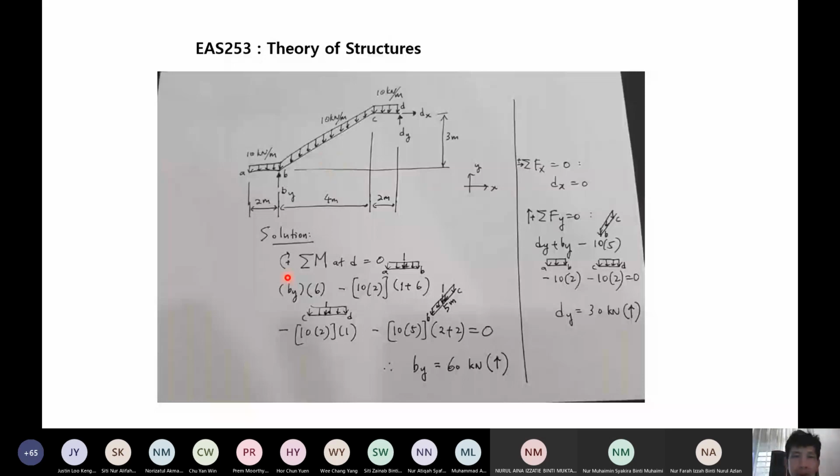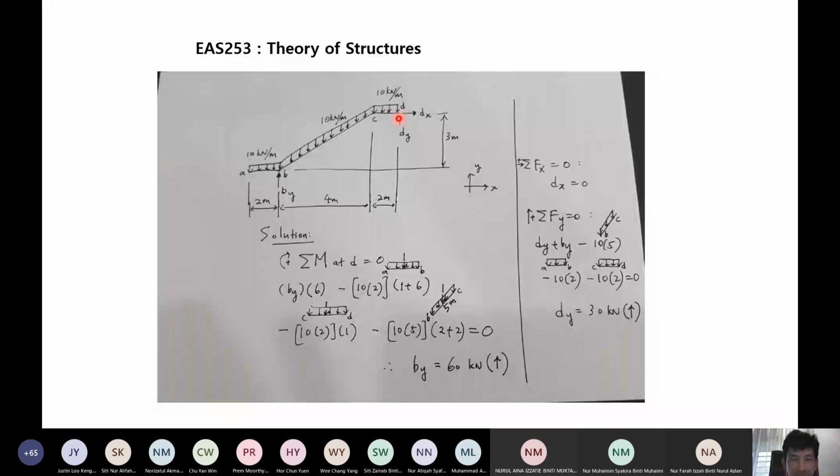the reaction forces, I can start with summation of moment at point D. If I take summation of moment at point D, then I can find By directly. So By multiplied with 6, and it is giving me clockwise moment.